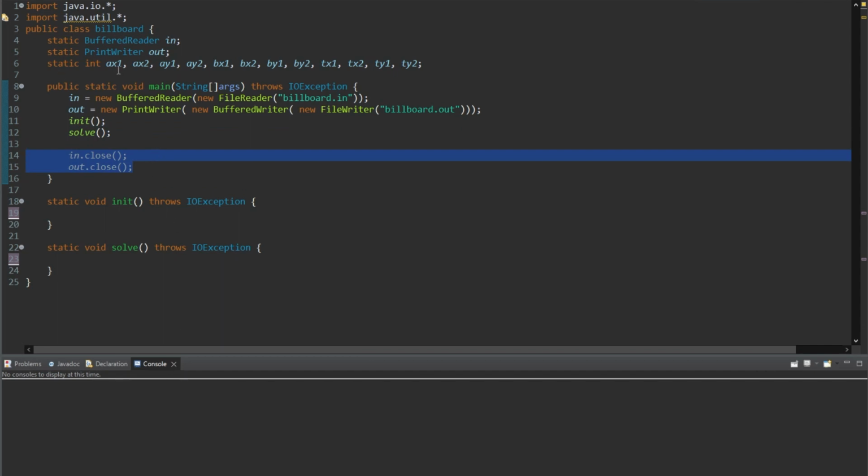So basically these static variables, we have ax1, ax2, ay1, ay2, bx1, bx2, by1, by2, tx1, tx2, ty1, ty2. And basically the a's are going to be the coordinates of billboard A. So this is going to be the lower left and upper right of billboard A. Same thing for B, and same thing for the truck, right? Lower left of the truck, upper right of the truck. Lower left of B, upper right of B. So let's go ahead and set those up first. I'm going to take them in using a string tokenizer.